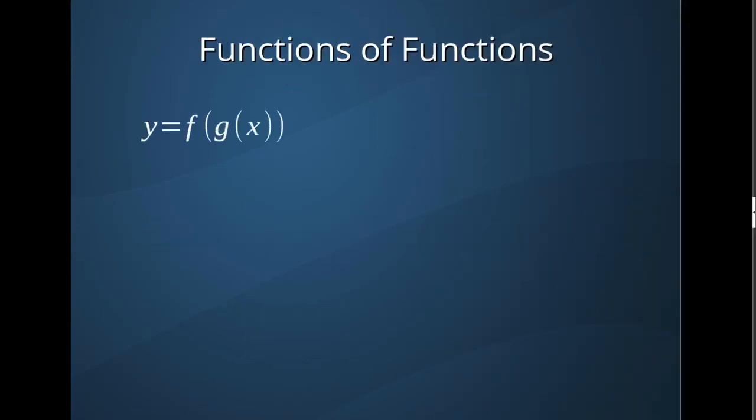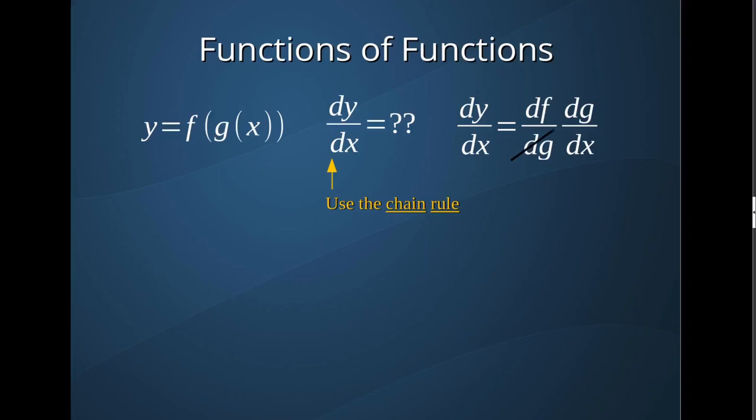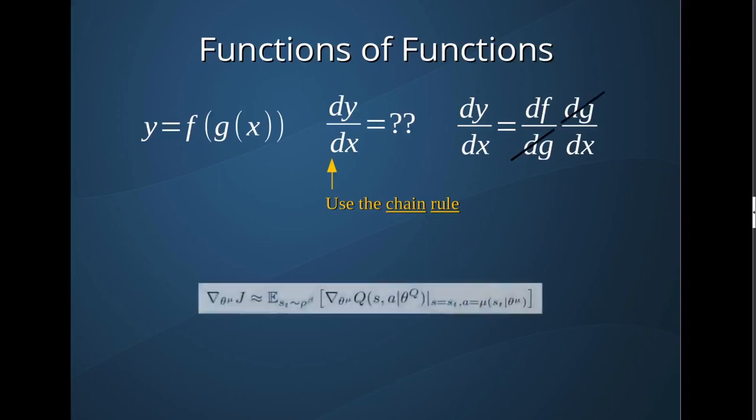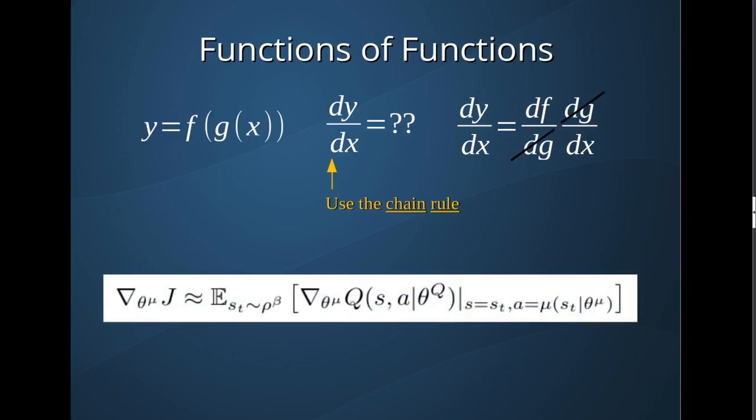So if you remember that if you have a function of the form f of g of x and you want the derivative of f with respect to x, even though f isn't explicitly a function of x, what are you going to do, right? Then you have to use the chain rule. So basically, you take df dg, multiply it by dg dx. So the dgs kind of cancel each other out, in essence, giving you your derivative.